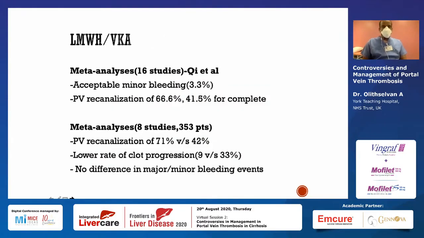So if you look into the traditional low molecular weight heparin and the vitamin K analogs, VKAs, like warfarin, you have large studies, you have meta-analyses, and you have multiple small studies. On the whole, you have acceptable minor bleeding in these trials. The portal vein recanalization is pretty decent, and it also slows down the progression of clot. So these are well used, they've been used for a pretty long time, well accepted all over the place.